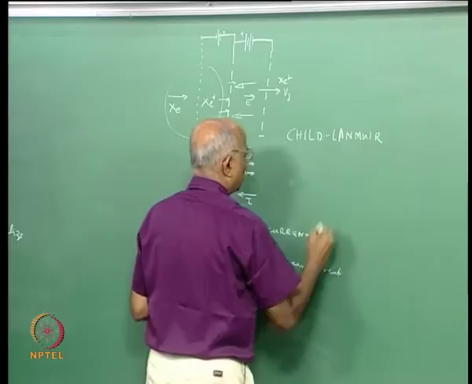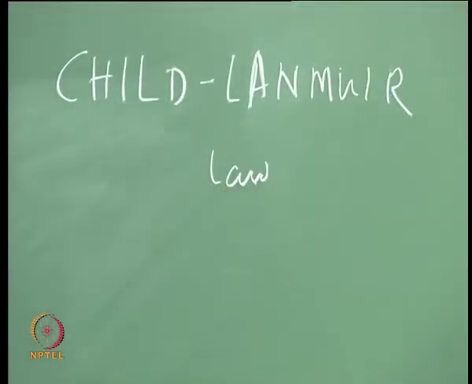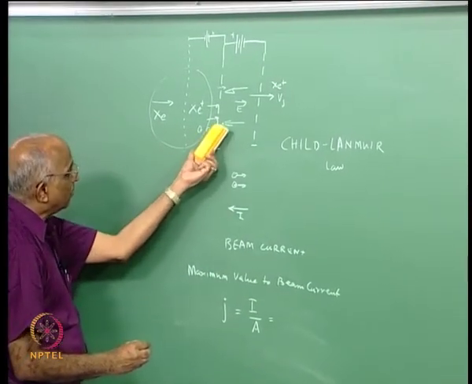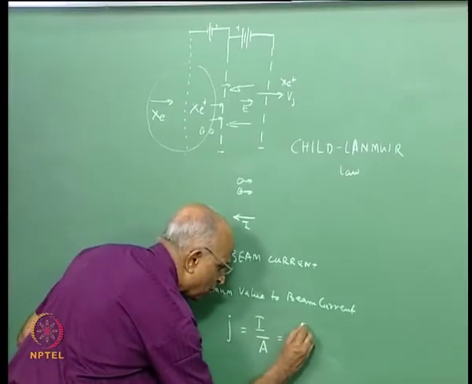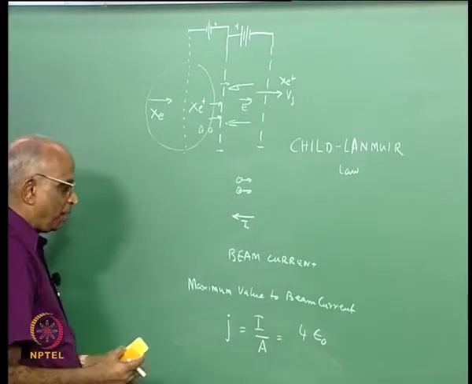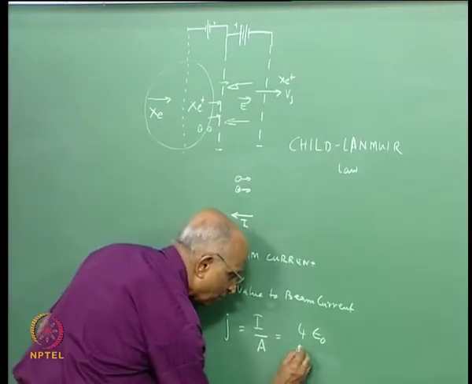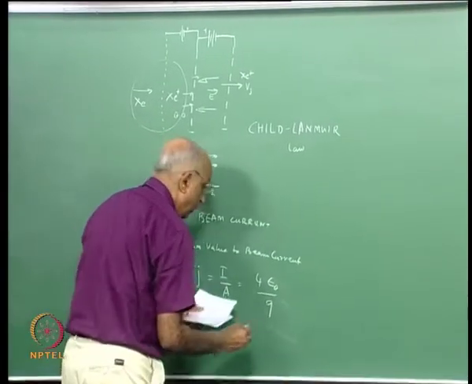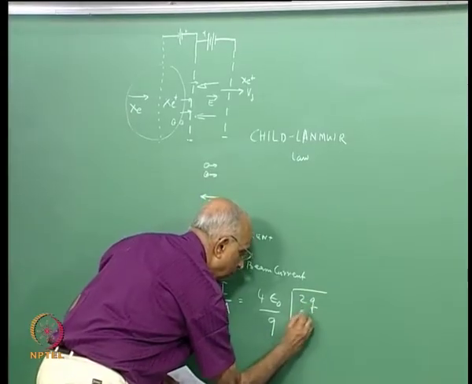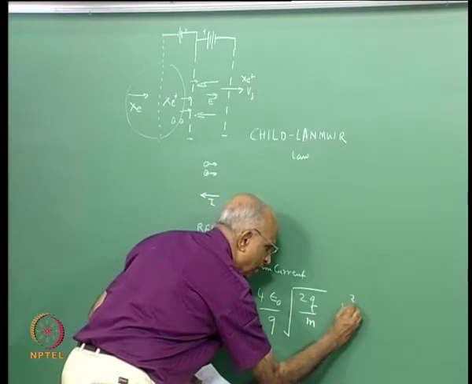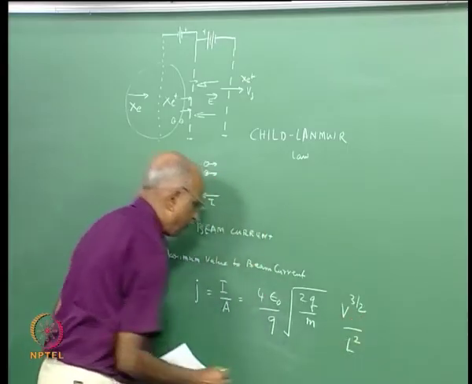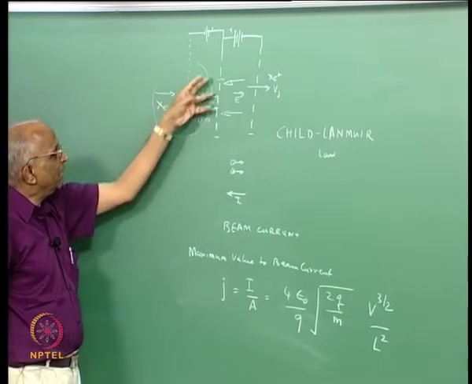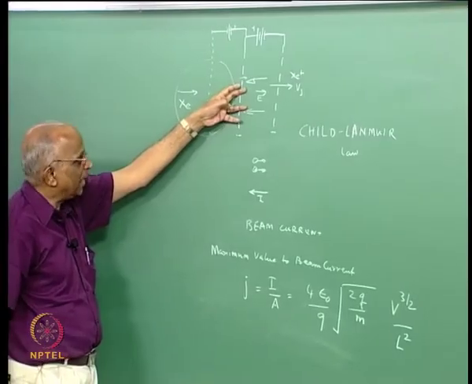It is very easy to derive this law, the Child-Langmuir law, which says that the maximum value of current density is given by 4 times the permittivity of free space ε0 divided by 9, into 2q by m, into the voltage to the power 3 by 2 divided by L square. In other words, there is a limiting value of beam current beyond which it is difficult to extract the ions and the thruster will fail.